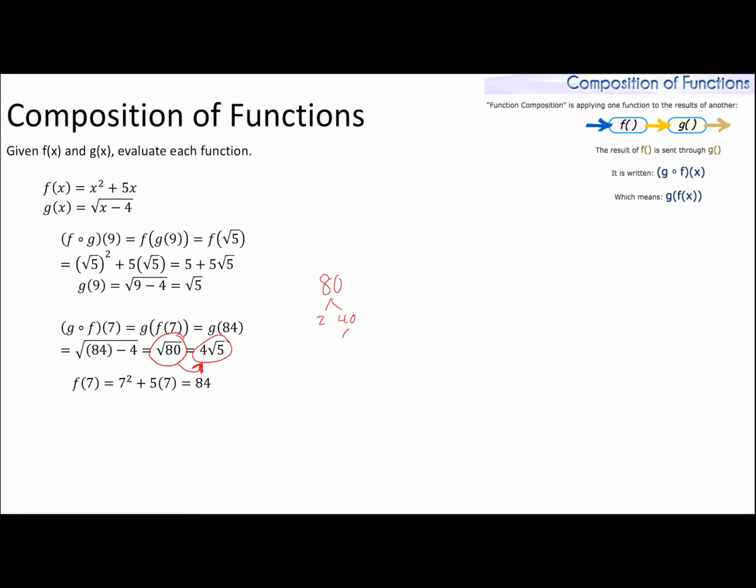So you take the 80 and you break it down. 2 times 40, you keep breaking it down. 2 times 20, keep going. 2 times 10, keep going. 2 times 5. So you look for all of your pairs of numbers. So I have 2 pairs of 2. So I have a 2 that gets to come to the outside, another 2 that gets to come to the outside, and then the 5 does not have a partner, so it is stuck on the inside. So that is how we get 4 times the square root of 5.